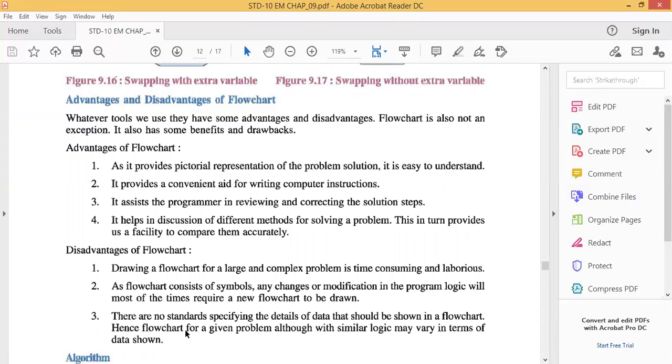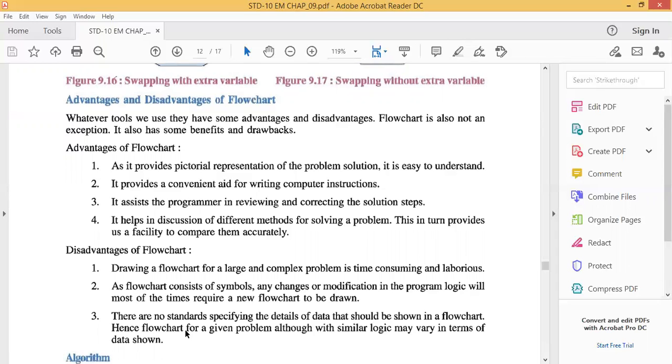These are the advantages. And disadvantages: drawing a flowchart for a large and complex problem is time consuming and laborious. For a small problem, like multiplication of two numbers, division of two numbers, or which is the greatest number, to draw a flowchart is easy. But if we want to prepare a flowchart for making a computer program, and if the program is very big, it is time consuming and laborious.